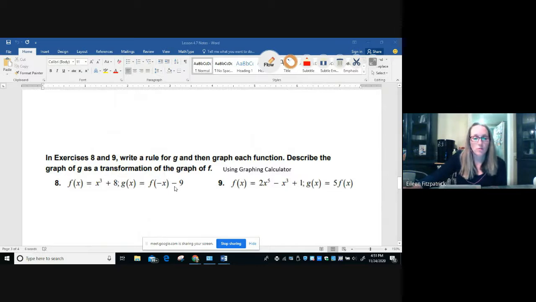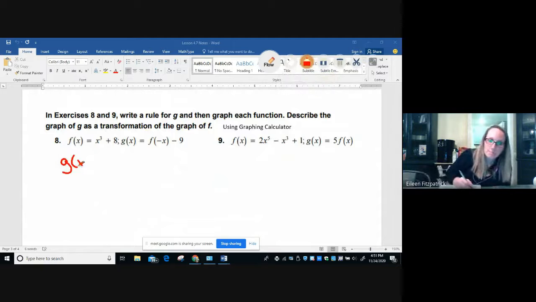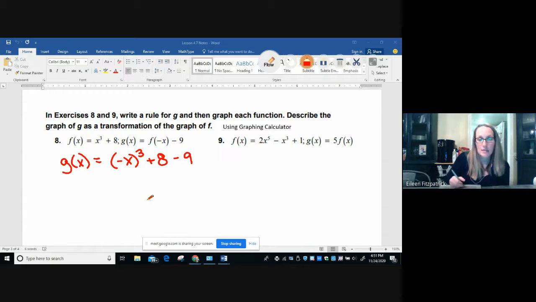They want you to perform these transformations to the f of x function in order to get your g of x function. So this notation is telling you to change the sign of x and then subtract 9 off the tail end. It's telling you to reflect it over the y-axis and move it down 9 units. So for my g of x function, I'm going to take the f of x function, but where I see x, I'm going to make it negative because that's going to reflect it over the y-axis. And then on the tail end, I'm going to write minus 9 because that'll shift us down 9 units.